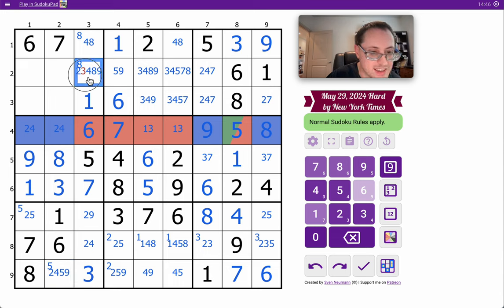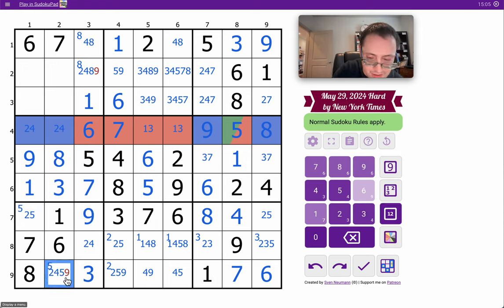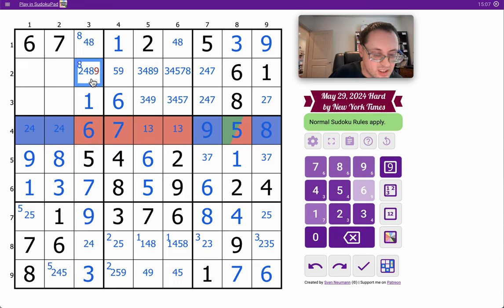Oh, this could still be any of the digits. I thought box 7 was going to resolve itself. It doesn't. I've got nothing here either. Oh, but there's a 2-5 pair in row 7. That places this 9. That's not 9, so column 3 is reduced to a 2-4-8.